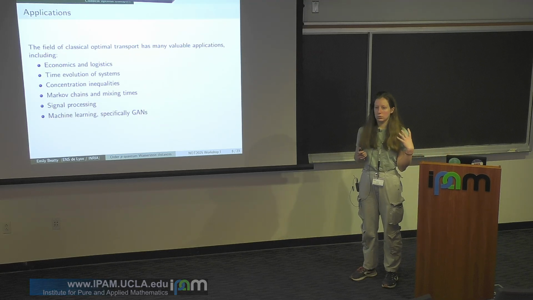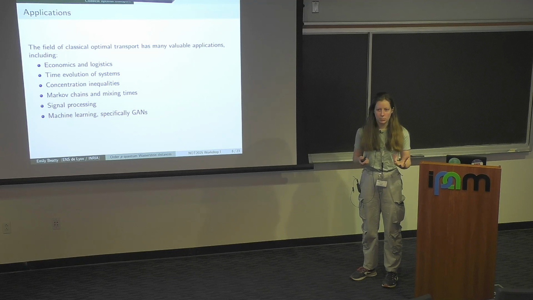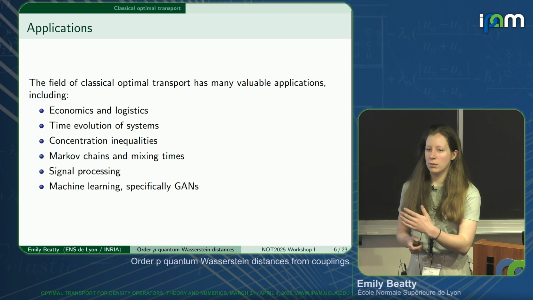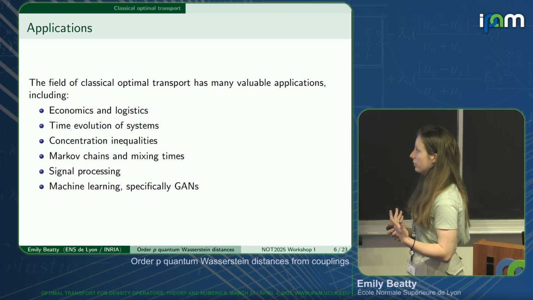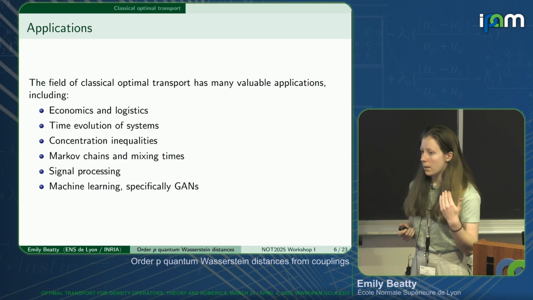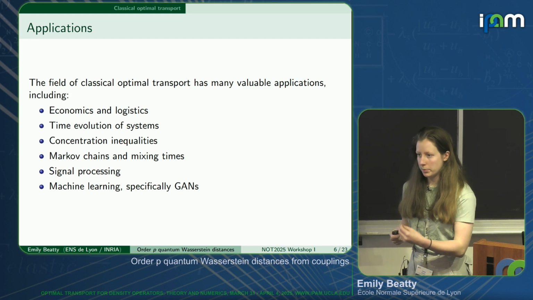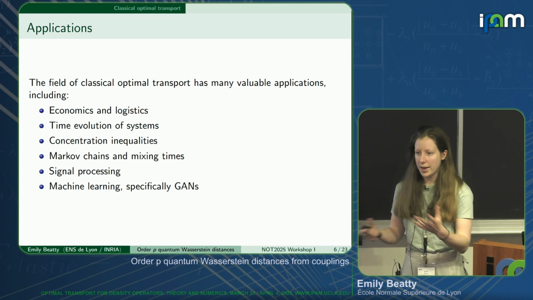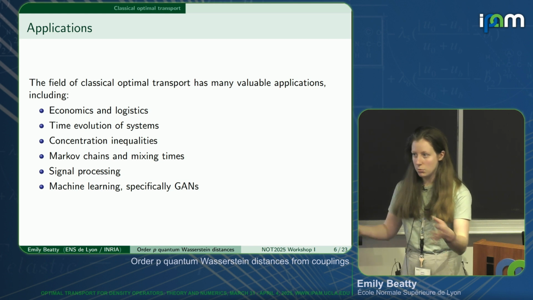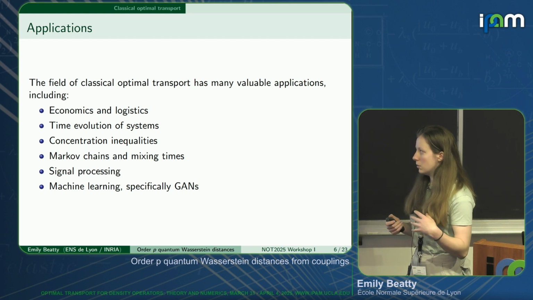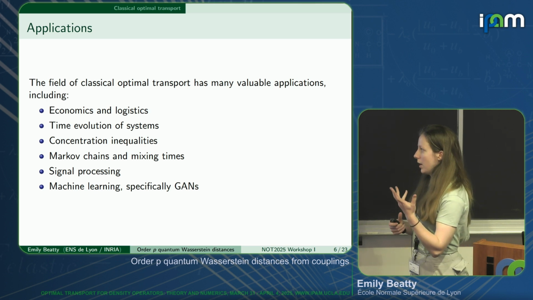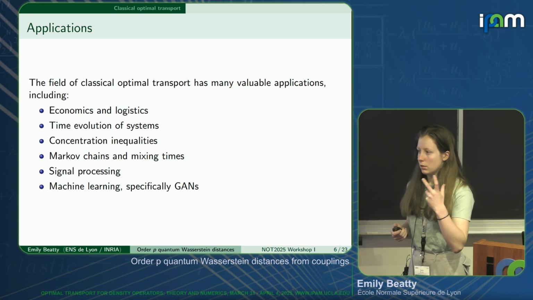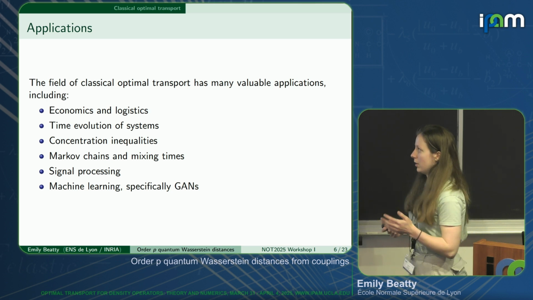So why do we care about this in the quantum setting? Well, as a lot of people have talked about over the course of this week already, you can do a lot with the theory of classical optimal transport. Everything from the obvious economical and logistical applications of moving stuff from one place to another, to talk about concentration inequalities and mixing times of Markov chains, machine learning, chemistry, tons of different things.